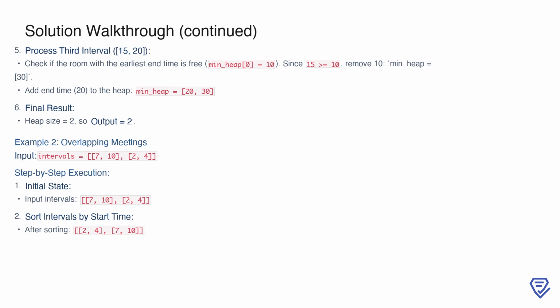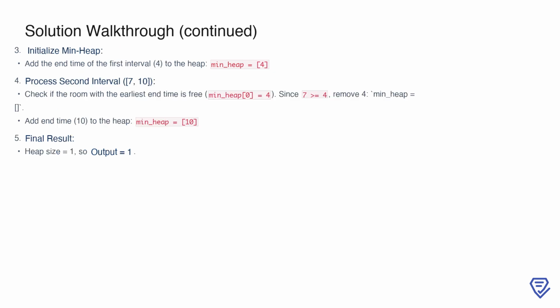Moving to a new example, we now consider overlapping meetings. For the input intervals [7, 10], [2, 4], we first initialize the state and then sort the intervals by their start times. After sorting, the intervals become [2, 4], [7, 10], allowing us to process them in chronological order. To begin processing, we initialize the min heap with the end time of the first interval, which is 4. The heap now contains 4.